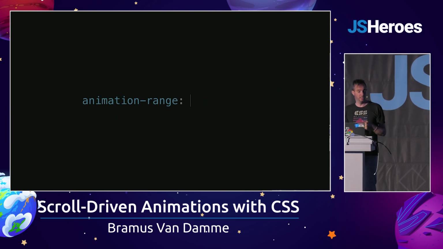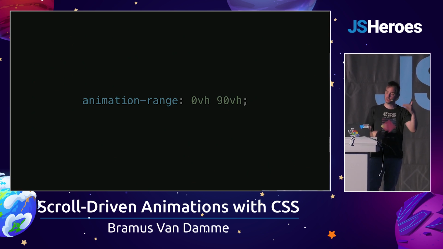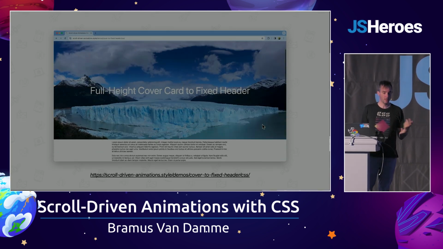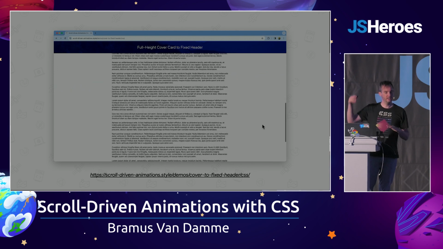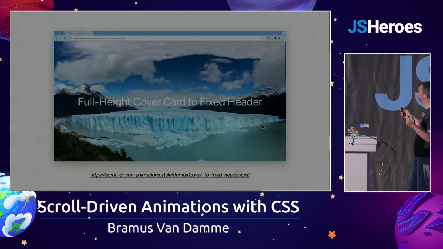So for my example, I want to set it to 0vh 90vh. That way the animation will run from start to finish, but over a shorter scroll distance. We chuck it in there, and our code now works. There you have it. You can see the text is no longer crawling underneath the cover card, which is awesome.